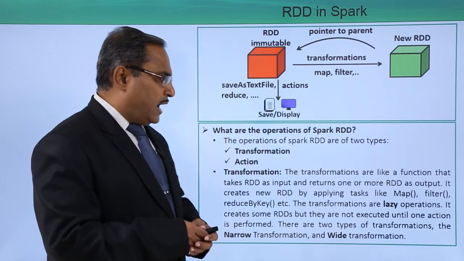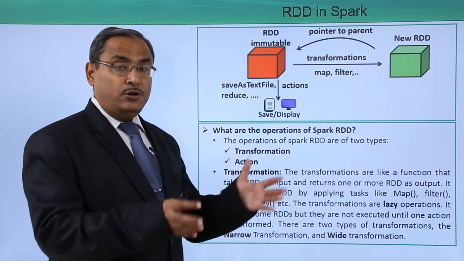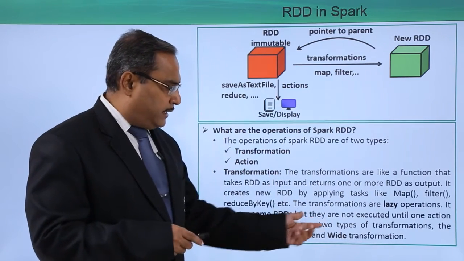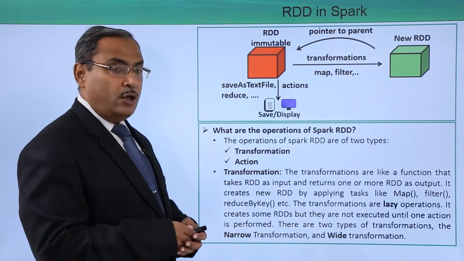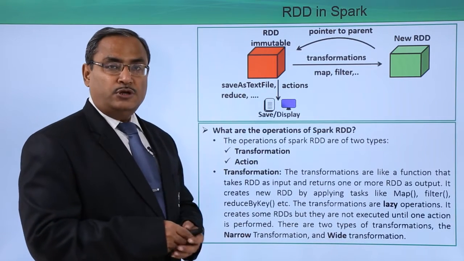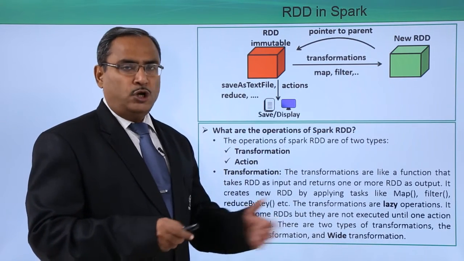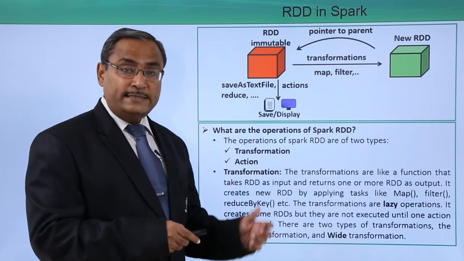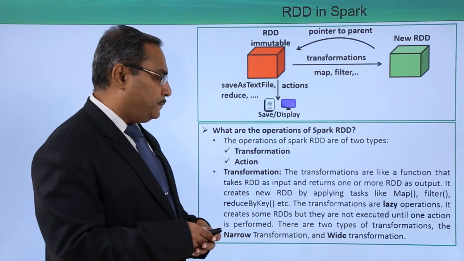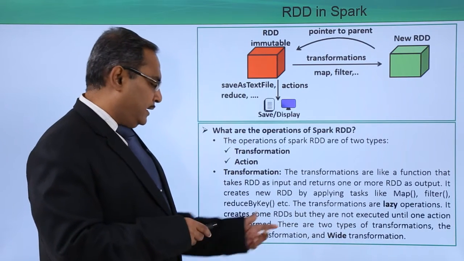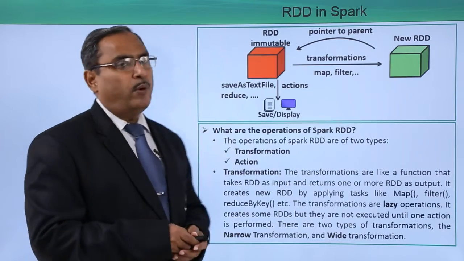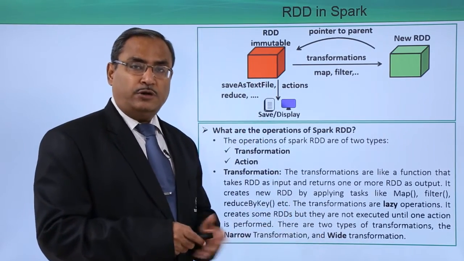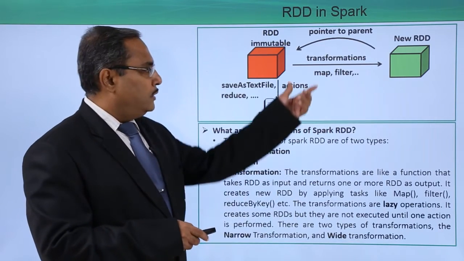The transformations are lazy operations. That means they will not be computed right away, and it creates some RDDs, but they are not executed until an action is performed. So until the actions are performed, no new RDDs are actually created. That's why it is known as a lazy operation. There are two types of transformations possible: the narrow transformation and the wide transformation. So that is the required discussion on transformations. Let us go for the actions.